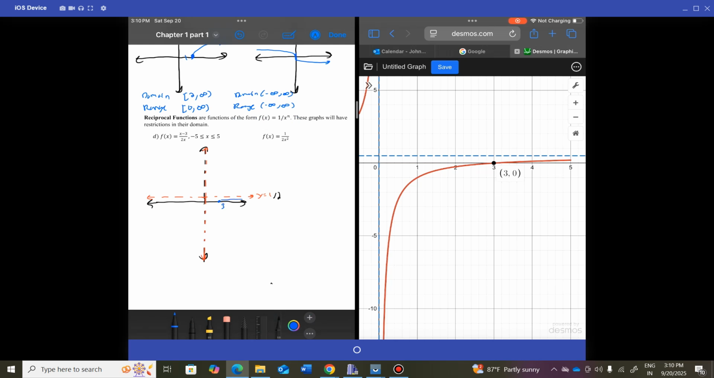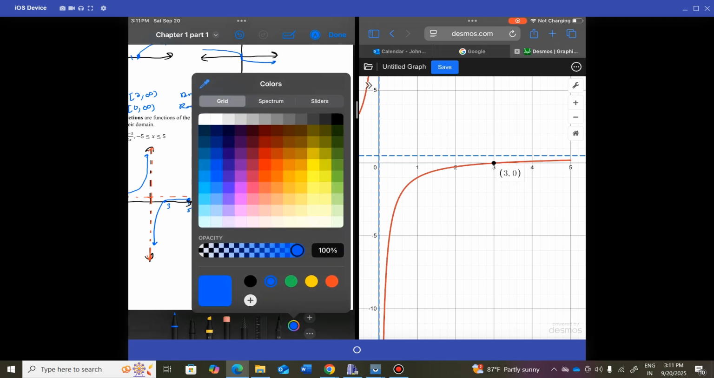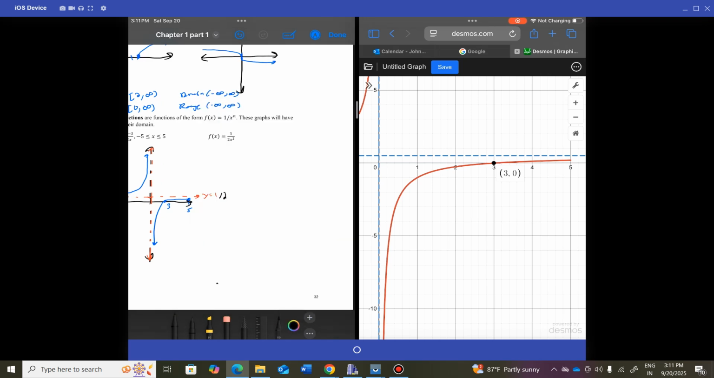So it looks like this, and then it looks like this, and it stops where this is 5. Alright, so we can do the next one. I made that one kind of big too, so I'm not going to have a whole lot of room here.